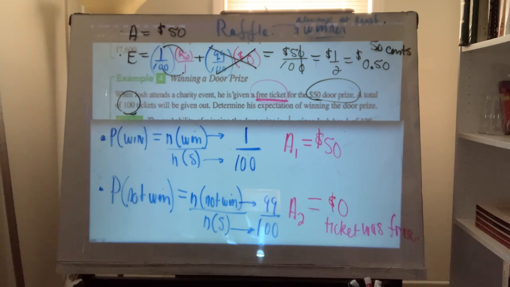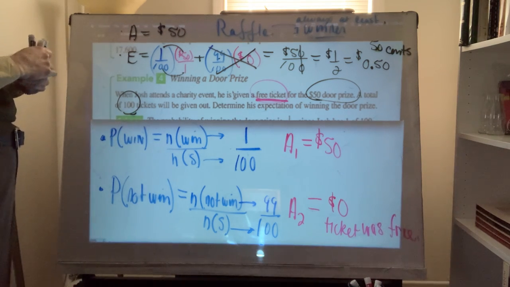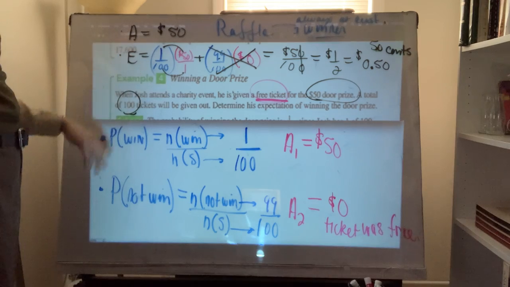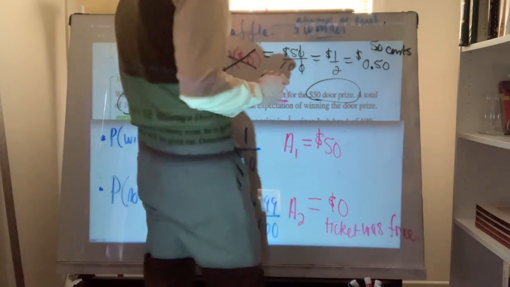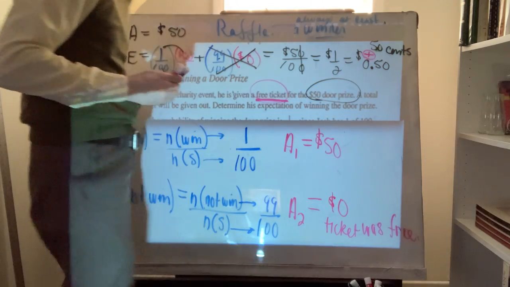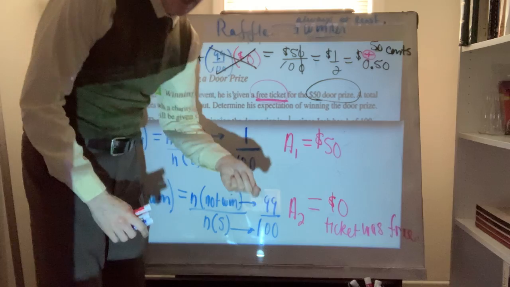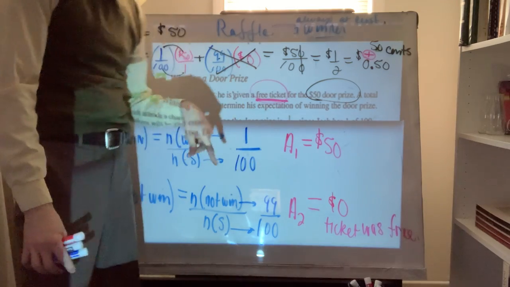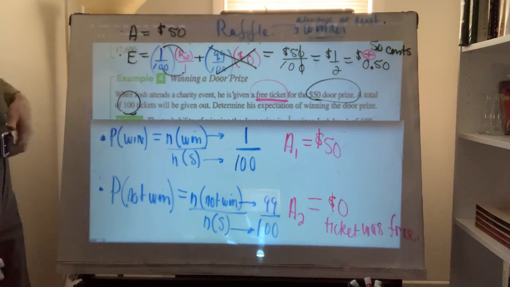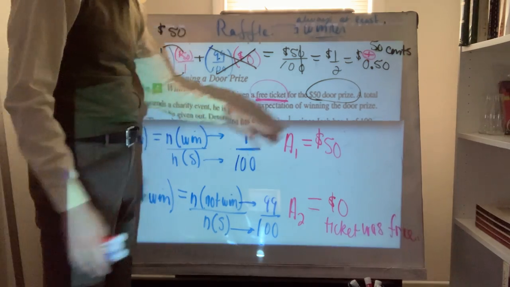Josh's expectation is 50 cents. All right, just playing this game. The way that the math works out, it's giving you, most importantly, a positive value here. And he didn't actually, he's not going to actually get 50 cents back, all right? But the expected value is 50 cents.